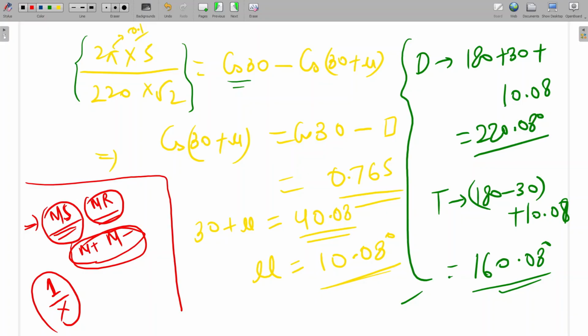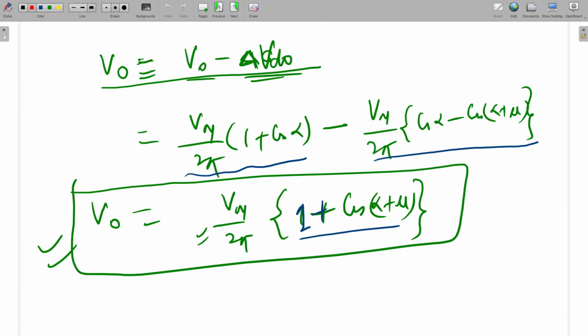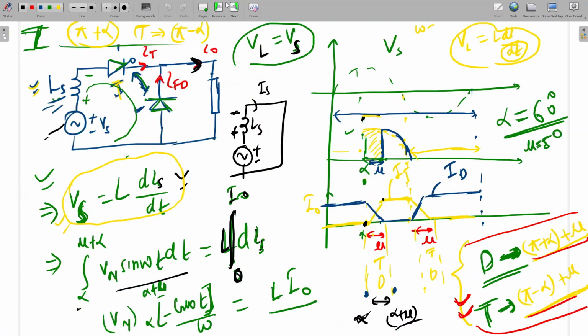Yes, sir. Okay. Sir, here thyristor will conduct less than diode. Yes, it will conduct like that only. Already we have discussed why it is conducting less, because we'll see the waveform here. First only I have discussed. Diode will be pi plus alpha plus mu.